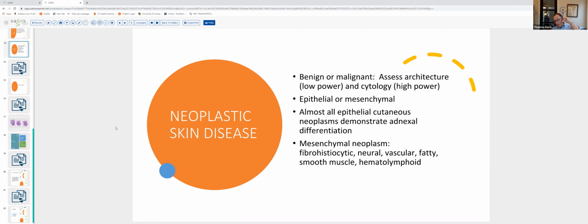Melanocytes are derived from the neural crest. So some people will tuck those up into the epithelial category, not because the melanocytes are epithelial, but because of the close proximity of melanocytes to epidermal keratinocytes. Others will put them in the mesenchymal category. It doesn't really matter as long as you remember to include that in your classification scheme.